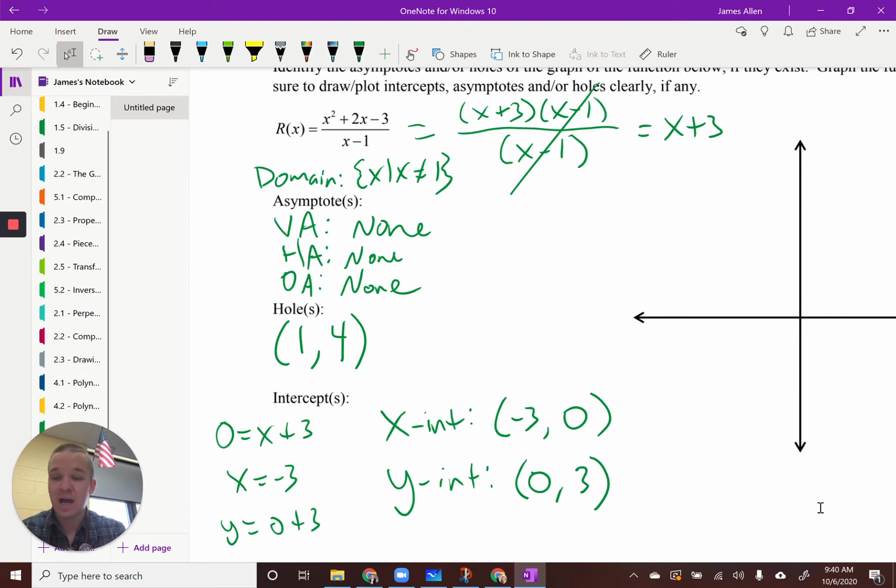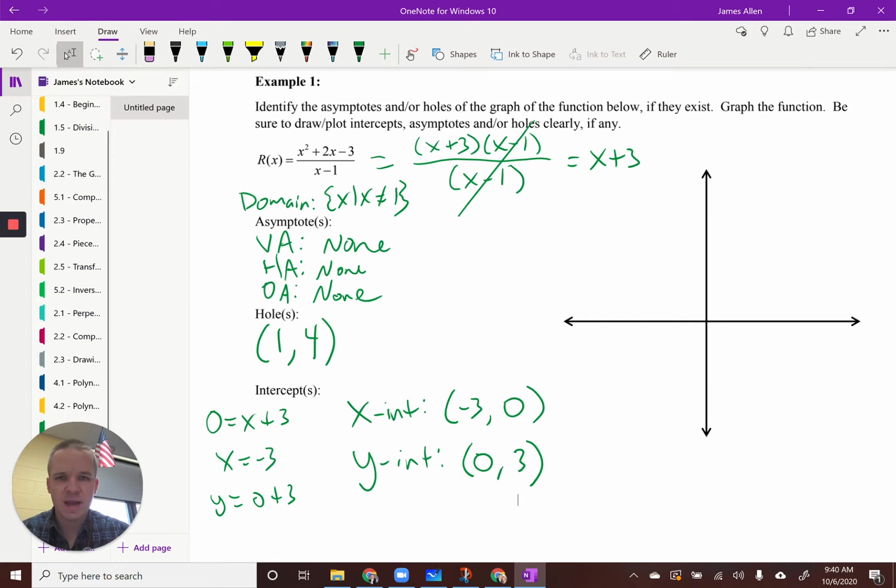Let's pop this onto the graph and see if we can figure out what the heck's going on here with this no vertical, no horizontal, no oblique asymptote situation we've never seen before in this class. All right, so I've zoomed back out here. Let's get this on the graph. I'm gonna stay green because I'm feeling green today.